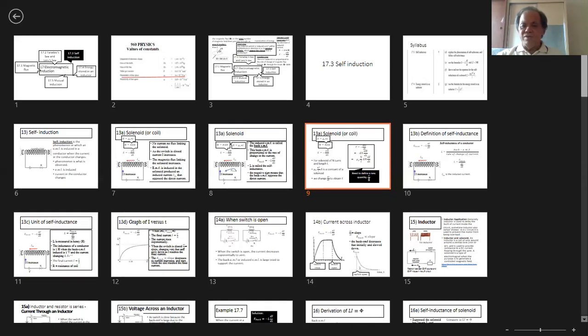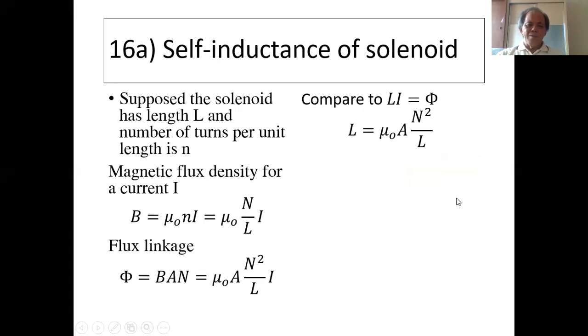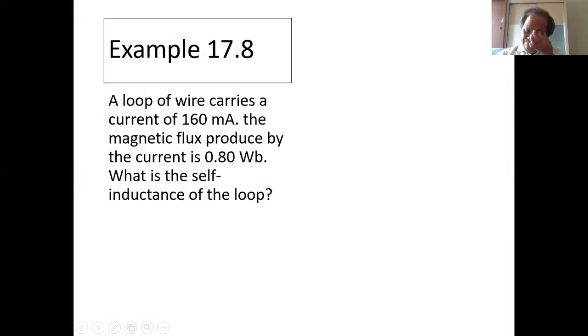Since we have got a lot of equations, three or four, now it's time for you to solve some problems. Remember that formula? Try this. A wire carries a current of 160 milliampere. Remember to change it to ampere. The magnetic flux produced by the current is 0.8 Weber. What is the self inductance of the loop? Use the formula I've given you. What is your answer for L?